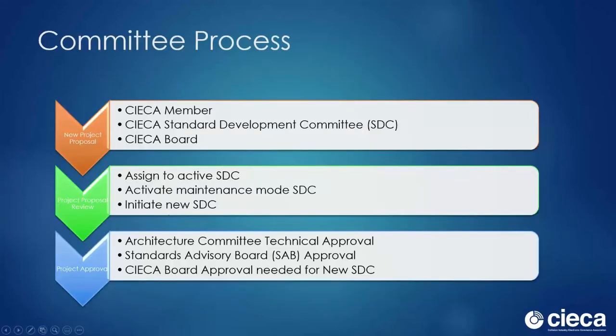So to discuss our committee process, the first thing to create or activate a committee would be to have a new project proposal. Those proposals can come from a CIECA member, the CIECA Standards Development Committee, or the CIECA board. Going back to some of our new initiatives, a CIECA member was the one that requested the salvage disposition change. The CIECA Standards and Development Committee of Recycled Parts and Inventory requested the emerging technology. Architecture requested the OpenAPI. And the CIECA board requested our new initiative for information privacy.